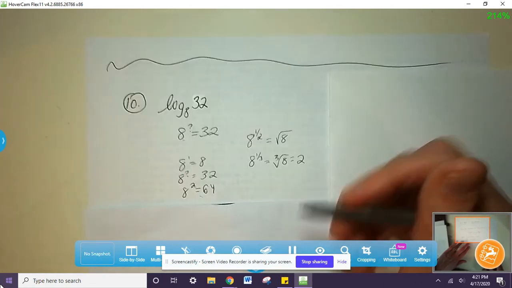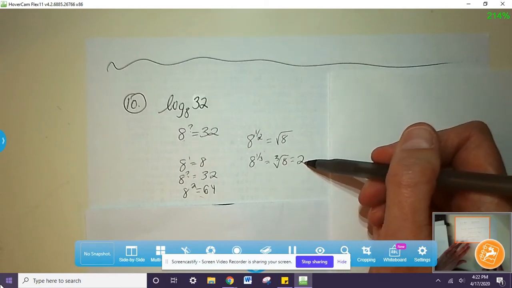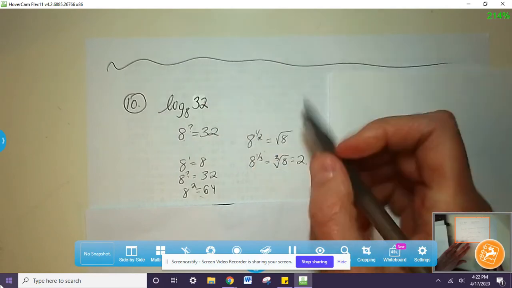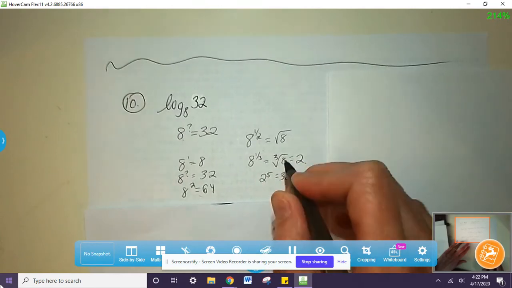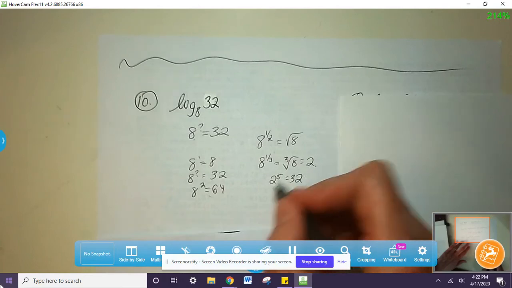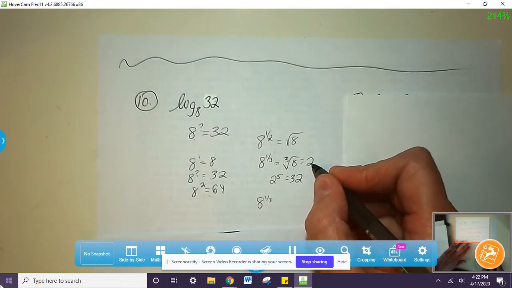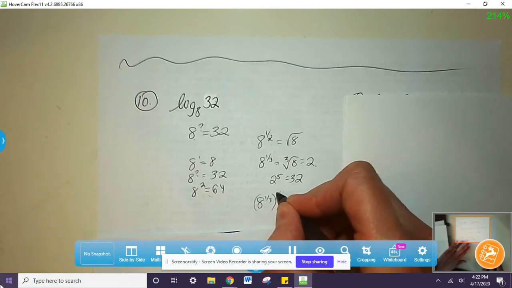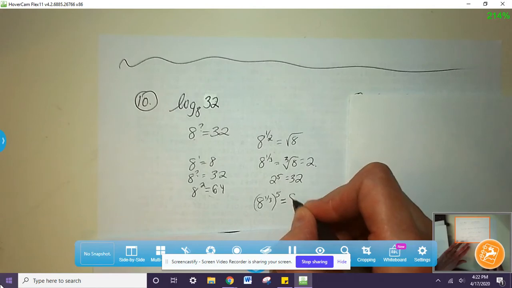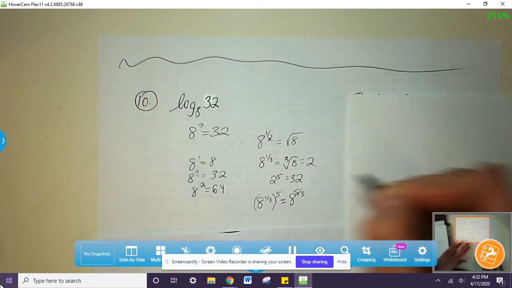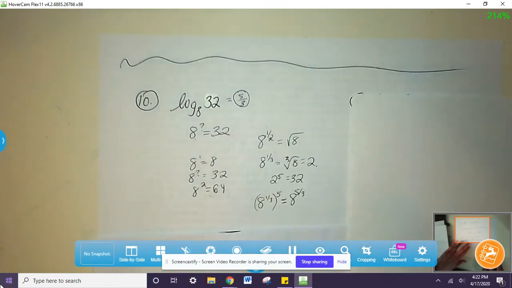So I can run through all those and try them out, but I know 8 to the 1/3 gives me 2. Can I get from 2 to 32? Certainly, because if I do 2 to the 5th, I get 32. So if I piece that all together, what I have is 8 to the 1/3. What was 8 to the 1/3? It was 2. So we want to raise that to the 5th. When you have a power to a power, you multiply those, and I get 5/3. The answer here is 5/3.